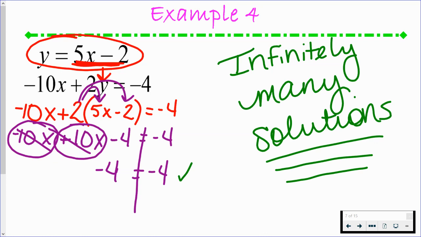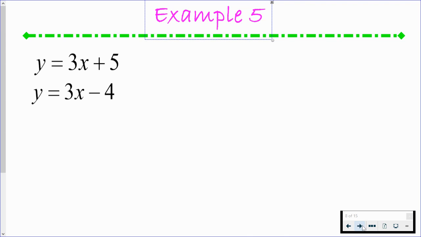Okay, so again, if the variables cancel out and you're left with a true statement, then it's infinitely many solutions. Awesome. Okay. Here we go for example 5.